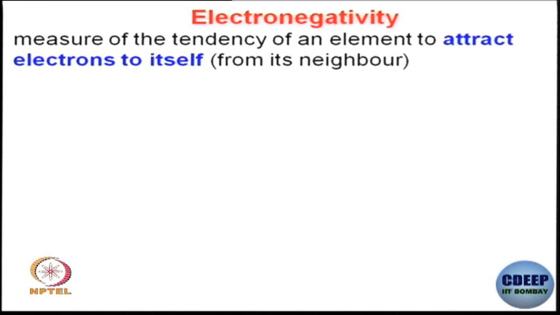Now, electronegativity, okay? That is another very important topic in the periodic table discussion. So what is electronegativity? Electronegativity is simply the measure of the tendency of an atom to attract electrons to itself. So the atom is going to attract electrons to itself. When is the atom going to attract electrons to itself? When it can hold its own electrons tightly, right?